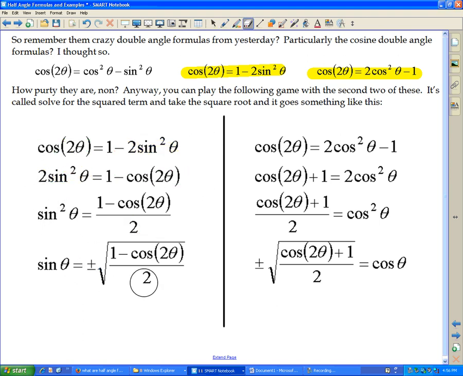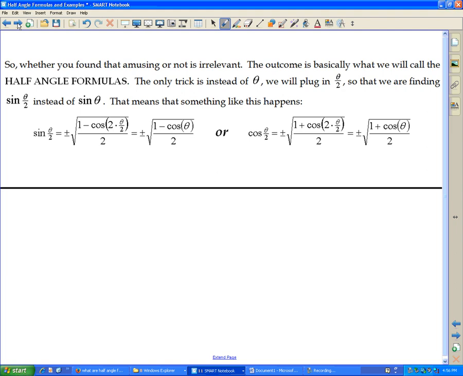The algebra on the other formula is very, very similar. We start with simply adding 1 to both sides to get rid of the negative 1, and then from there we divide by that 2 to get rid of that, and then of course take the square root again. And these are basically your half angle formulas for the most part. They're not written in half angle formula format yet, but that's a simple trick that we need to do to take care of that, which is to substitute theta over 2 for theta.